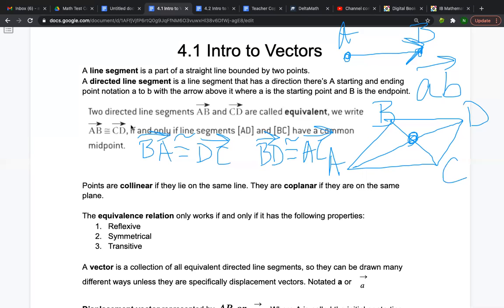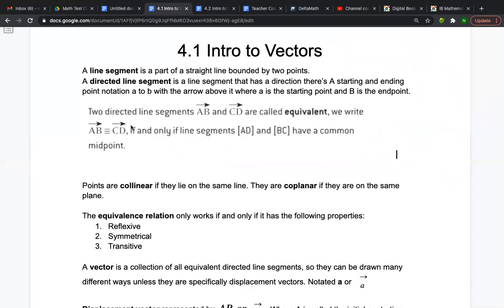Points are collinear, we use the word collinear, if they're on the same line. So if I have the points A, B, C, and D, these could be connected with a line, and these could be connected with a line here. So in this case, it's a two-dimensional shape. AC is collinear, but AD is coplanar, meaning they lie on the same plane, but not on the same line.